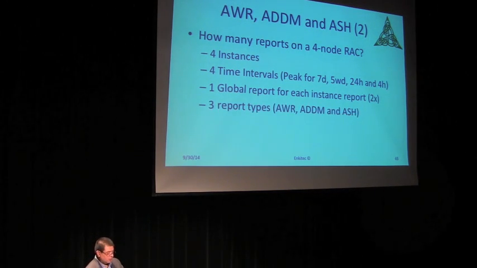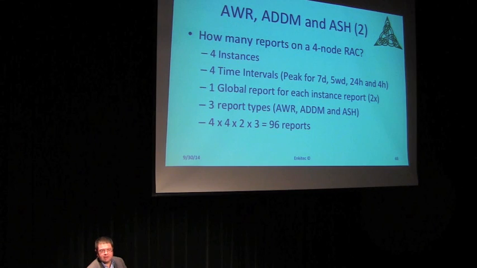And we have 3 kinds of reports. We have AWR, ADDM, and ASH. So in this case, we're talking 96 reports. It sounds like a lot, and maybe it is a lot. In some cases, I'd rather have more than less. Okay, so I get all the reports, create these links on the main page so I can see all of them, and then I can click on any one of them and I get the actual report.